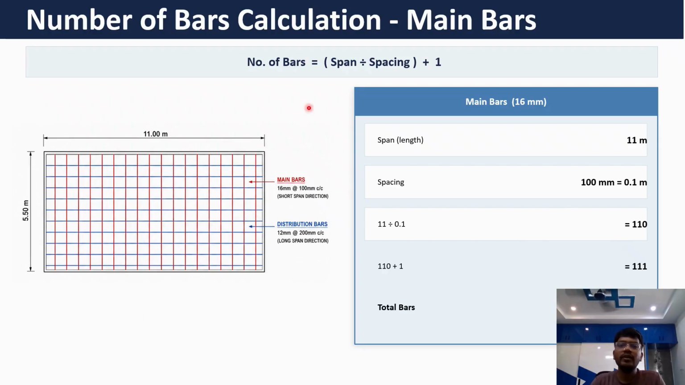And the formula for number of bars is span by spacing plus 1. Add 1 bar to it, then you will get the total main bars required for this slab. So 110 plus 1 equals 111. So we require 111 main bars.